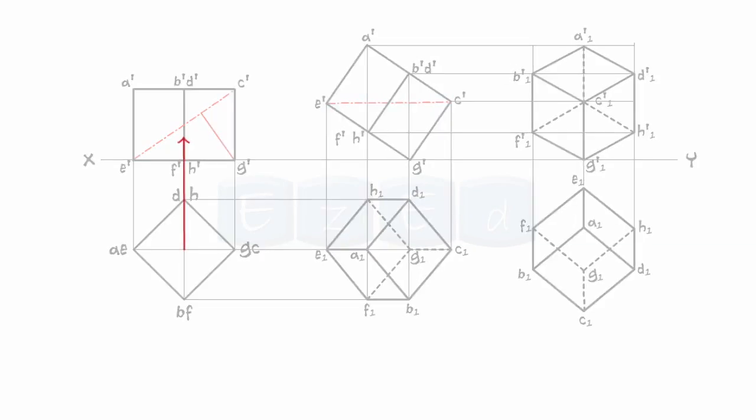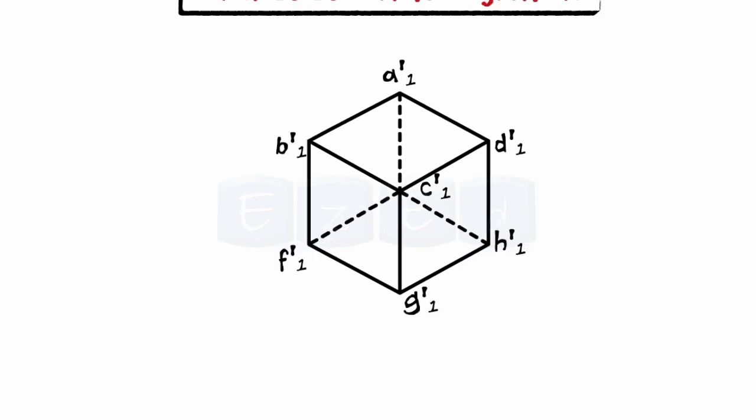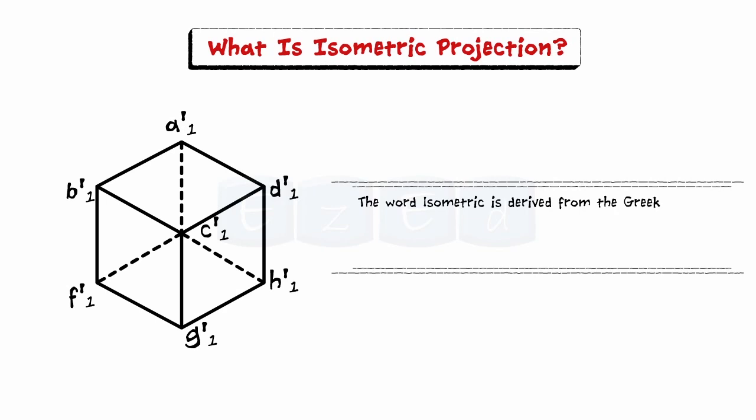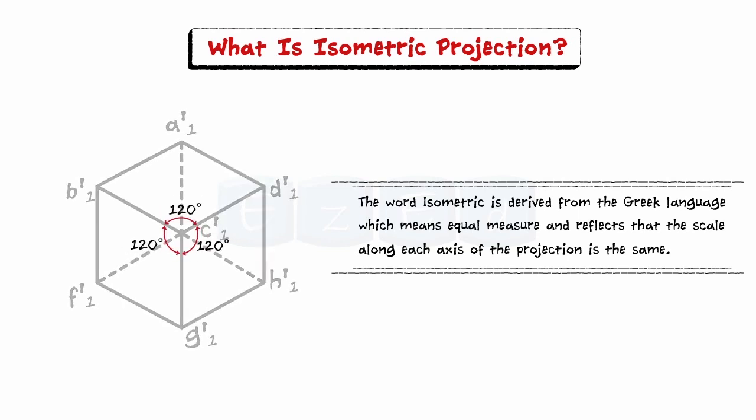What we saw here was the step-by-step procedure to create the isometric projection of the cube. The front view that we see here is the isometric projection of the cube. The word isometric comes from the Greek language, which means equal measure, and reflects that the scale along each axis of the projection is the same. In isometric drawings, the axes are equally inclined to each other at 120 degrees, and the coordinate axes appear equally foreshortened.